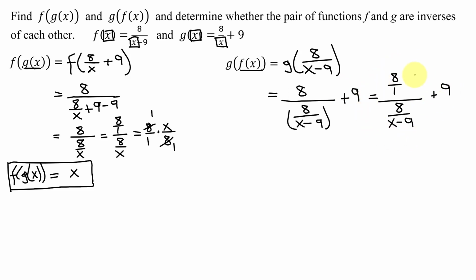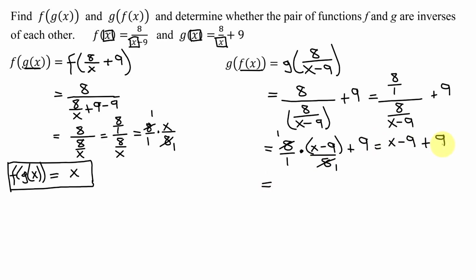Now, dividing fractions, you take the fraction in the numerator, leave it alone, so I have 8 over 1 times the reciprocal of the fraction in the denominator. What's the reciprocal of 8 divided by x minus 9? It's x minus 9 divided by 8, and then plus 9. Since these are multiplied, I can reduce the two 8's. I get 1 times x minus 9, which is x minus 9, over 1 times 1 is 1, so x minus 9 divided by 1 is just x minus 9 plus 9.